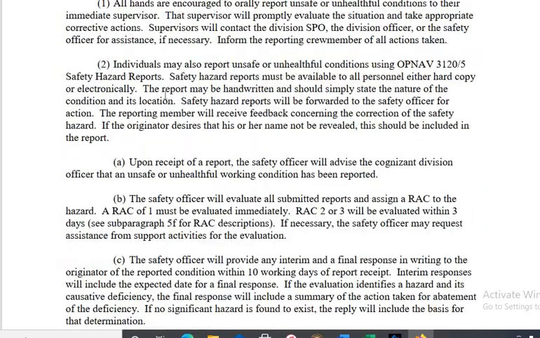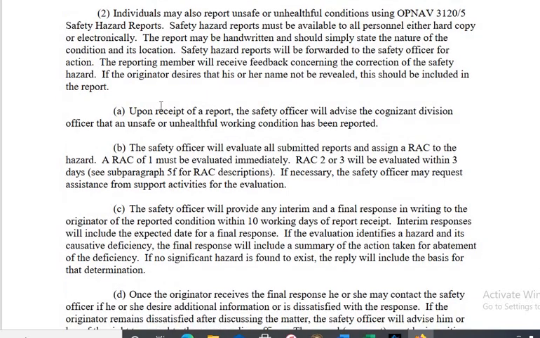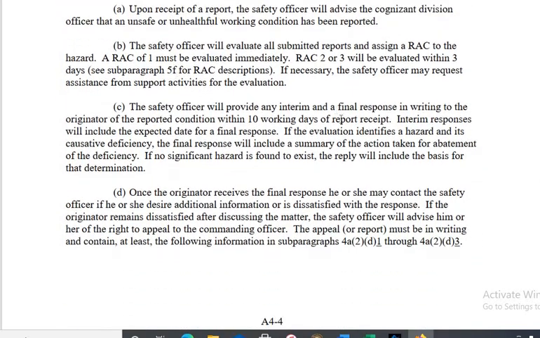Let's see. So yeah, individuals can report it on a form if they don't do it orally. The safety officer evaluates all reports and assigns a risk assessment code to the hazard. A risk assessment code of 1 is like the OSNAP of risk assessment codes. So 1 is the worst, 5 not so bad. A risk assessment code of 1 gets addressed immediately. 2 or 3 happens within 3 days.